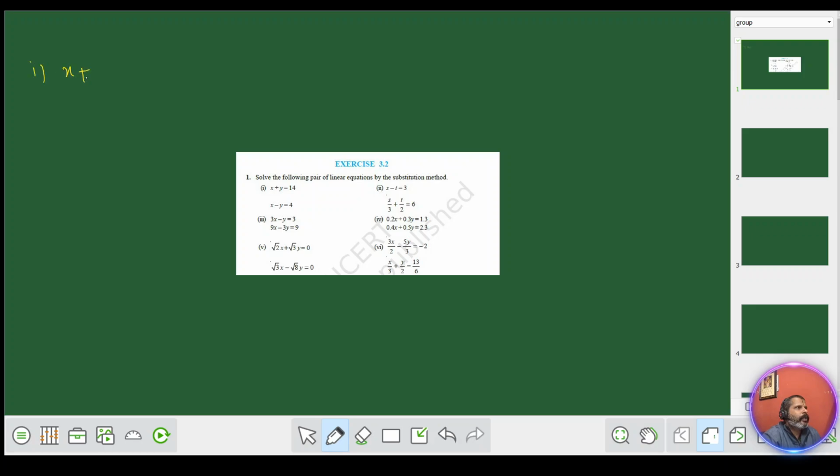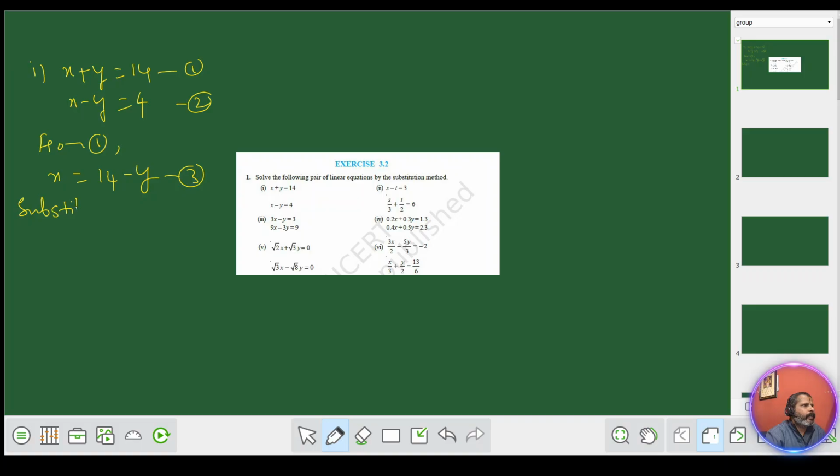Take the first problem: x plus y equal to 14, x minus y equal to 4. Call it 1 and call it 2. Substitute means, from 1, I say x equal to 14 minus y. Call this 3.